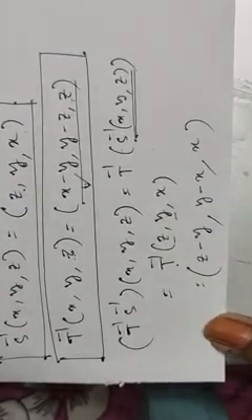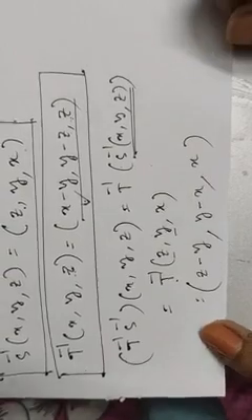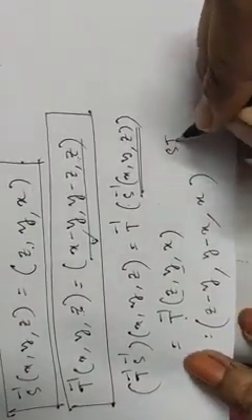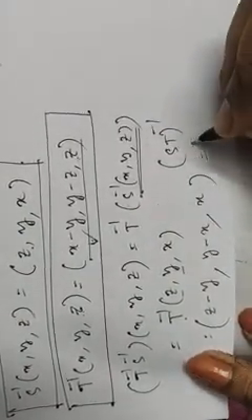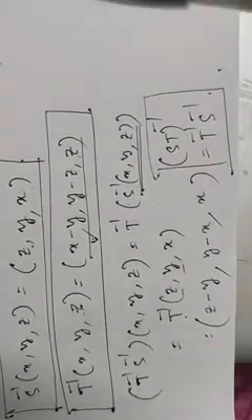This one. Now check whether ST whole inverse and T inverse S inverse are same or not. Obviously they are. So from here we can say that ST whole inverse equals T inverse S inverse. This proves the third result.